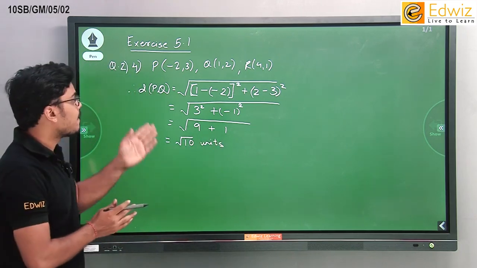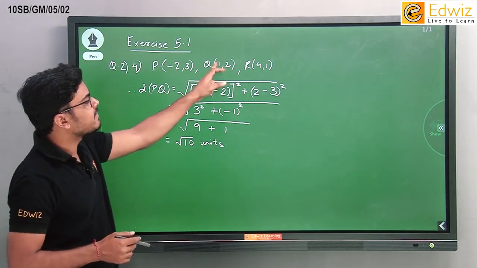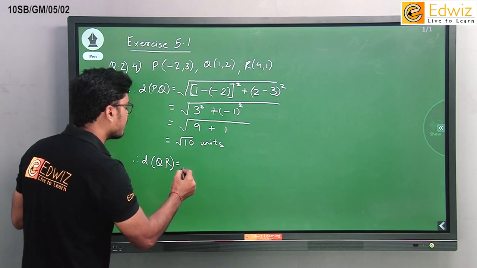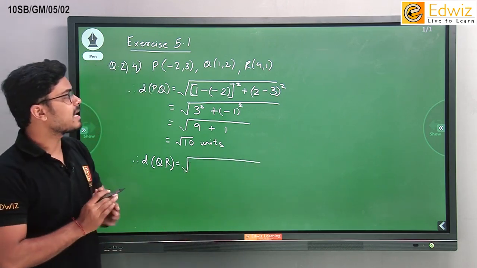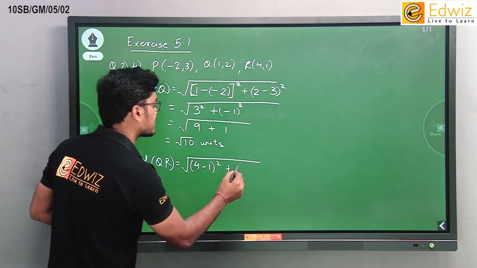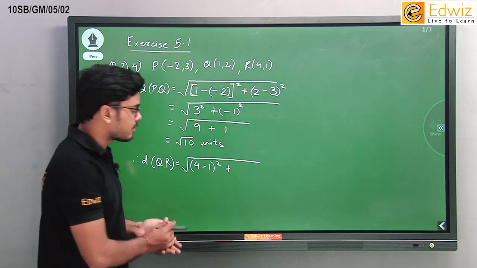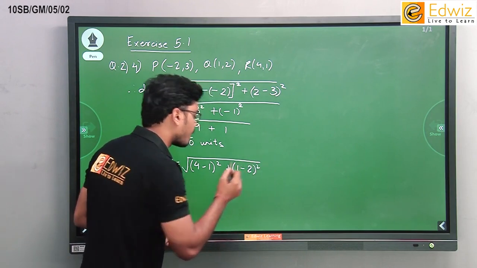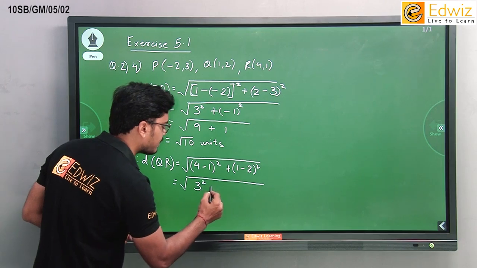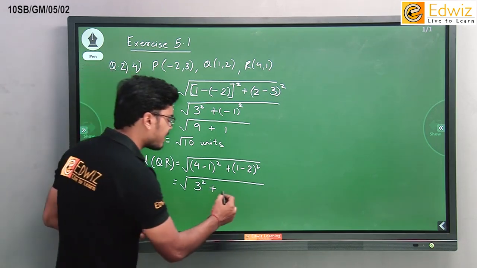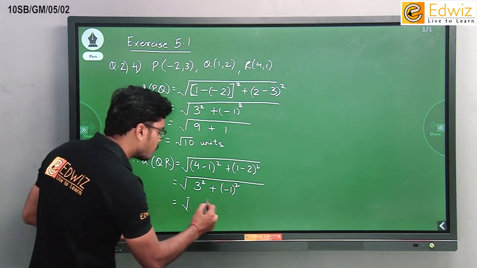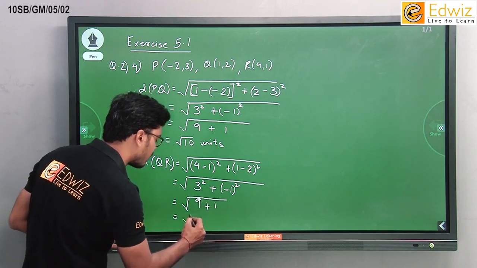This is the distance between P and Q. Now let us find out the distance between Q and R. Once again using the same formula, distance QR is equal to square root of, this time x2 is 4, x1 is 1, so 4 minus 1 the whole square plus 1 minus 2, y2 and y1, the whole square. Now let us calculate this. What we'll get here is 4 minus 1 is 3 square plus 1 minus 2, once again we are getting minus 1 square. So this will add up once again to 9 plus 1, that is square root of 10 units.